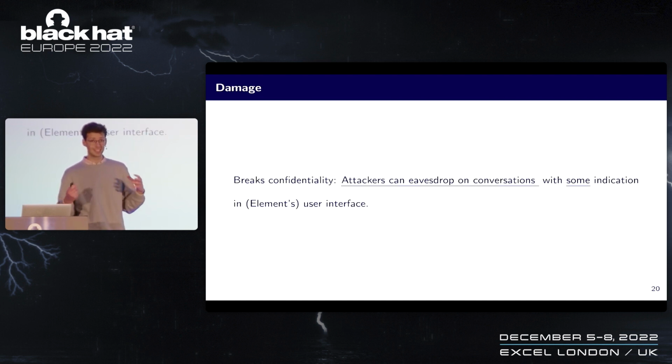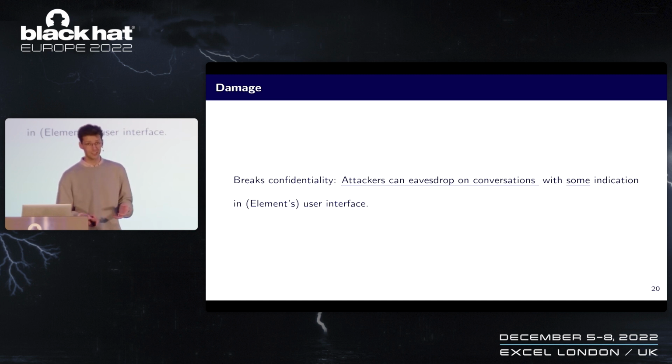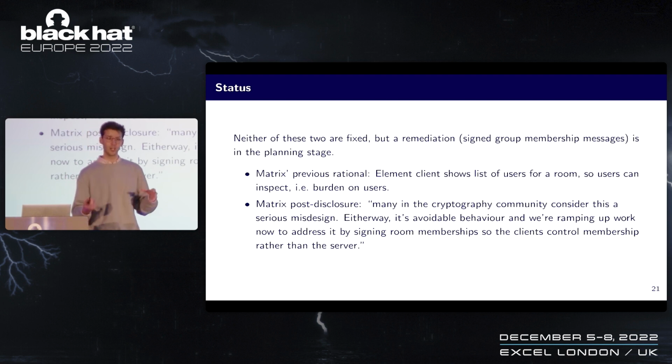So in both of these attacks, there's quite a bit of damage. Like attackers can eavesdrop on your conversations, but you do end up with some kind of indication in the user interface that this attack is happening. You can see as a user that, oh, there's an extra user in this group that probably shouldn't be there. And I think that's the main kind of rationale behind this feature in the first place, because it was almost like a design choice initially.